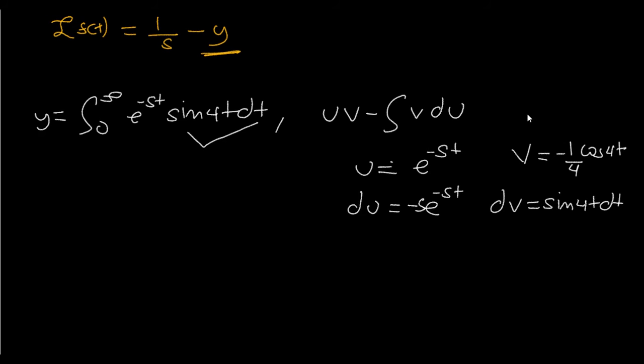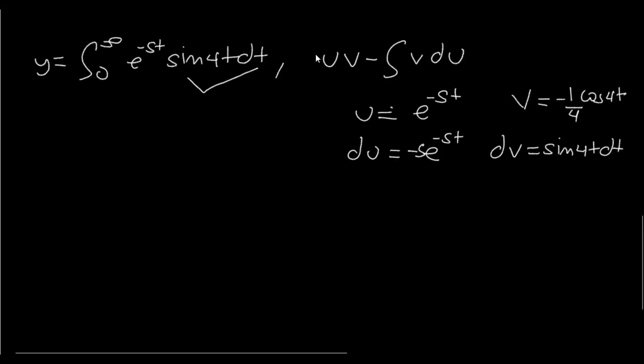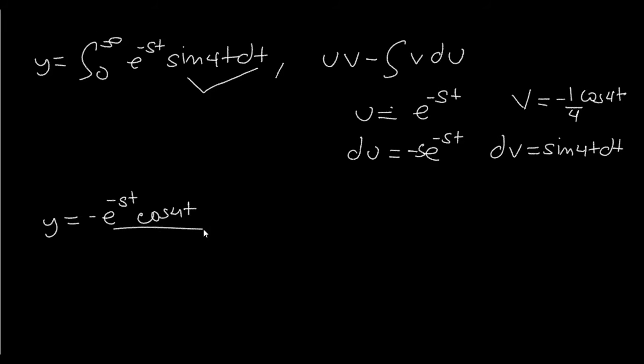Okay. So, iayos natin siya as uv minus integral ng v du. So, yung y natin ay equal sa uv: u e to the negative st, v negative cosine 4t over 4, minus integral ng v negative 1 over 4 cosine 4t, du negative s e to the negative st dt. Okay, so integral ng v du. Okay, goods na.